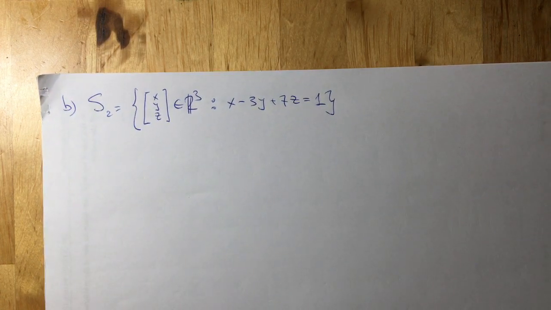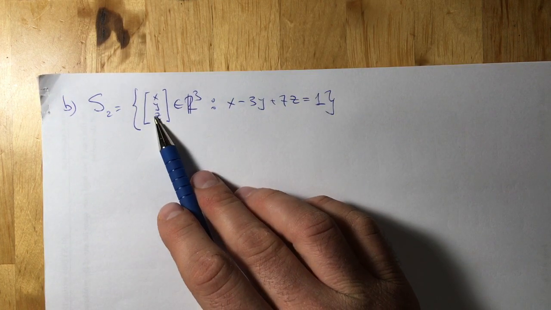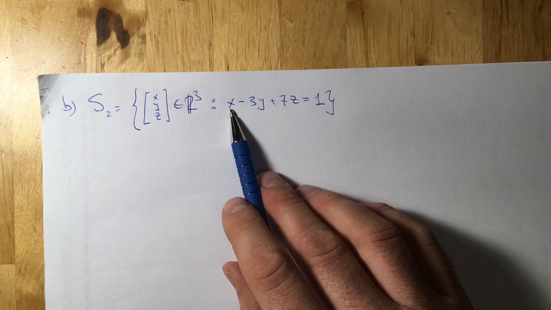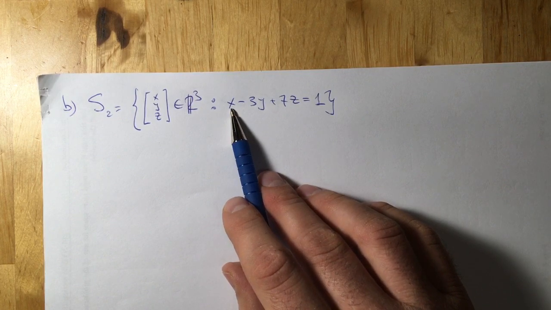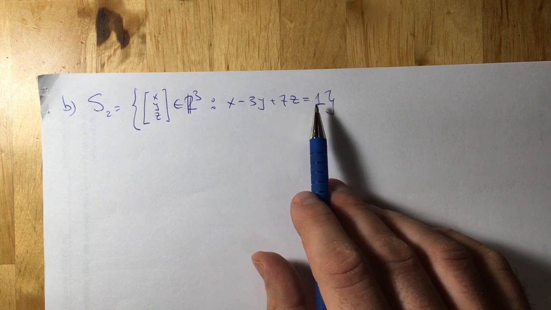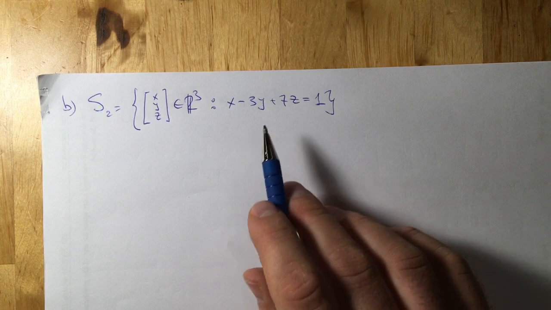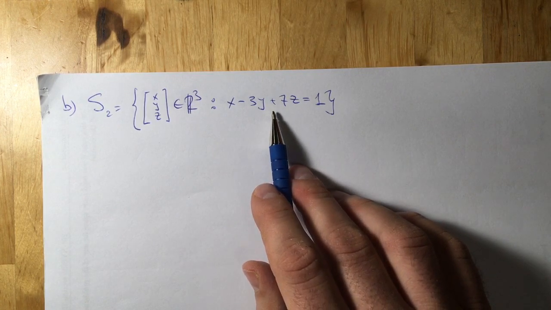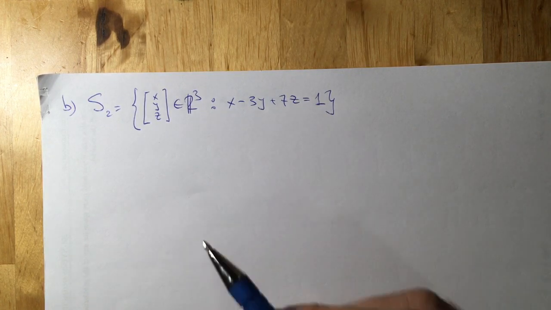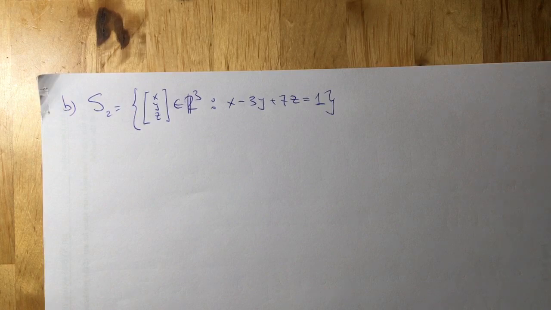Question number B. We're dealing with three-dimensional vectors for which the following is satisfied: x minus 3y plus 7z is equal to 1. And we know that this equation represents a plane that doesn't pass through the origin, and because of that fact, this cannot be a subspace. So this set fails any of the three conditions.